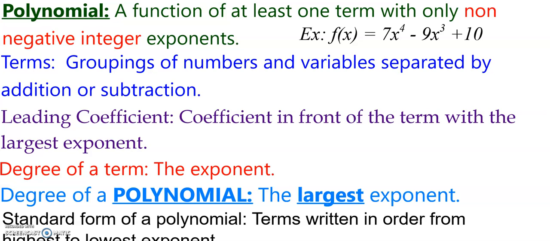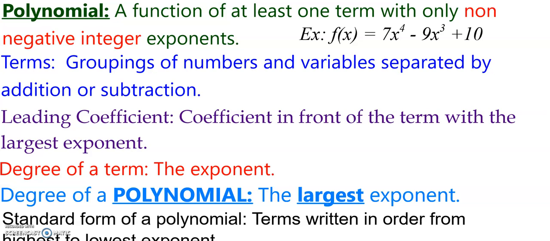Great question. Glad you asked. A polynomial is a function of at least one term with only non-negative integer exponents. What does non-negative mean? Excellent. That means 0 or greater, right? What is an integer? Good answer. Anything that's a whole number, right?